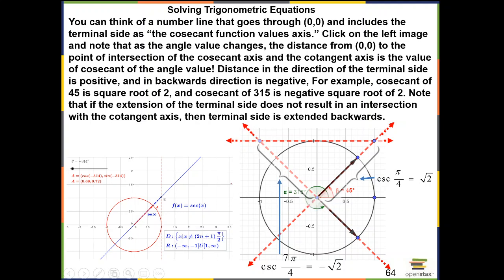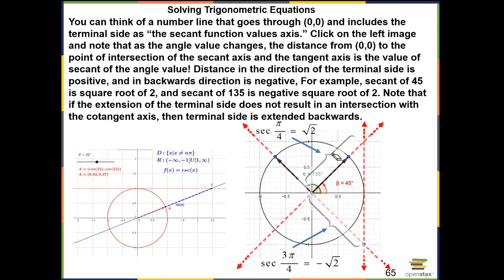All right, and the same thing is true for secant. So you put the tangent axis here, and then you extend the terminal side of the angle until you hit it. Distance from here to here is the secant of that angle. In this case, of course, it is square root of 2 again. And if you're somewhere else, let's say if you're over here, then this way doesn't get you anywhere, so you go backwards. You hit the tangent, and you find the distance from here to here. That's negative square root of 2, because you go backwards.